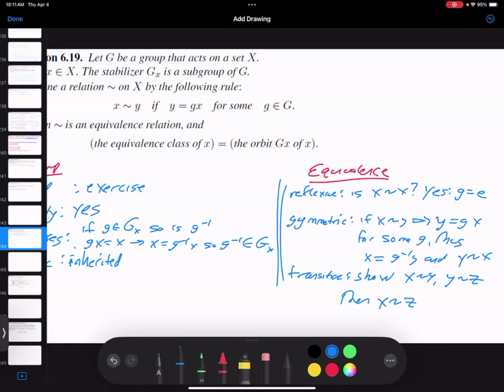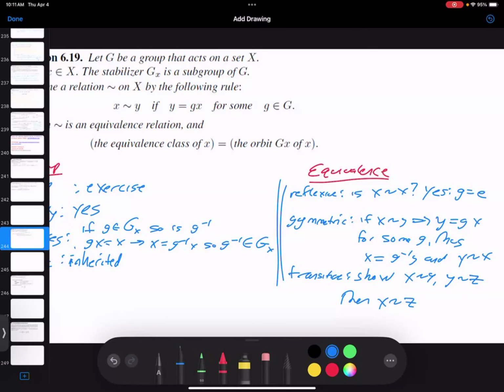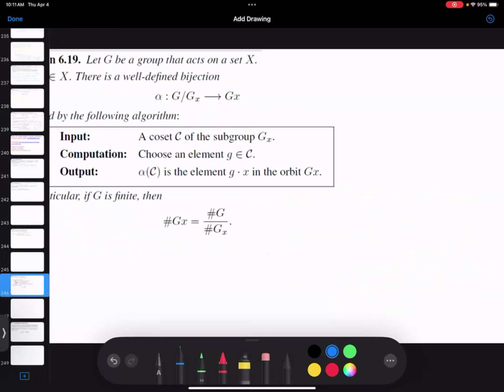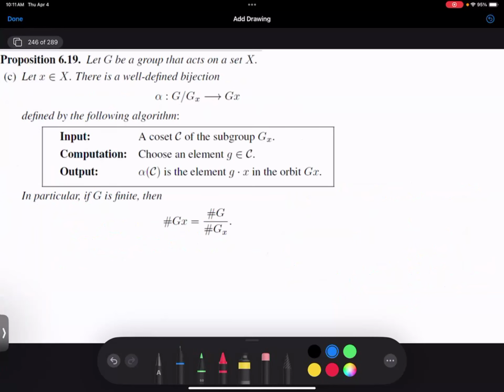Okay, so now this is where things get interesting. There's a well-defined bijection where we look at G mod G sub x, the stabilizer. So this is the stabilizer here, and this is the orbit over here. A bijection means that there's a one-to-one onto map between these two, so in particular, they have the same size. And it's defined as follows.